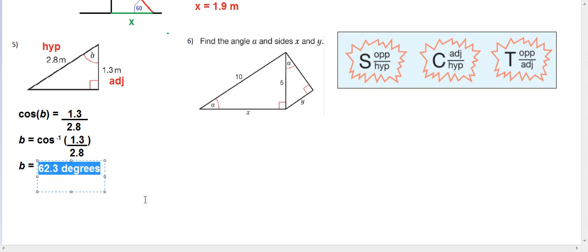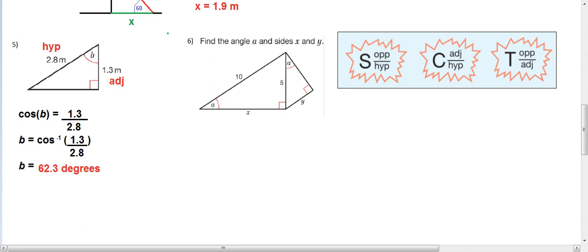62.3 degrees. What you need to know here? Well, you need to know two things. The first thing is what is going to be the relation that you're going to use, SOH, CAH, or TOA. We have chosen CAH because it's the one that relates the adjacent side and the hypotenuse. We have both sides, and we can use them in the relation to find the angle B. This is the first thing that we need to know.